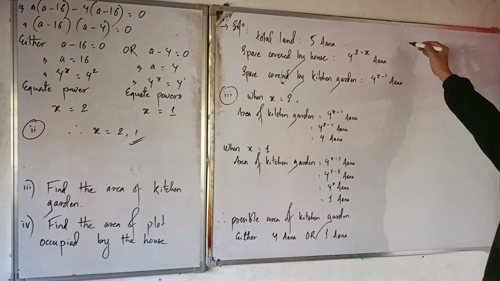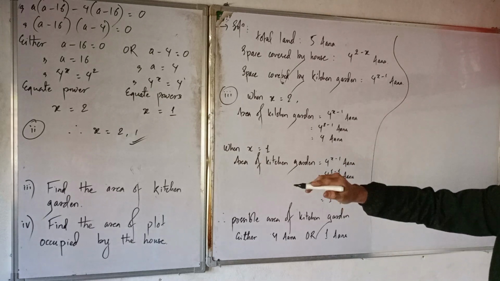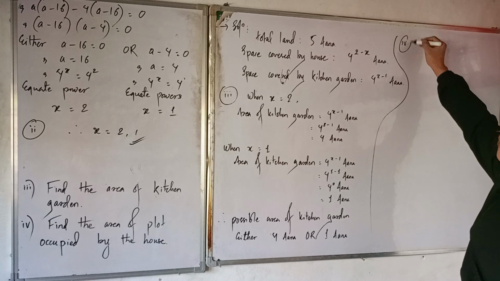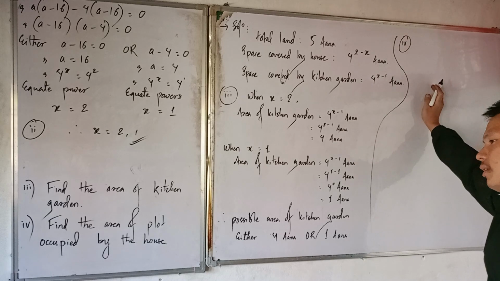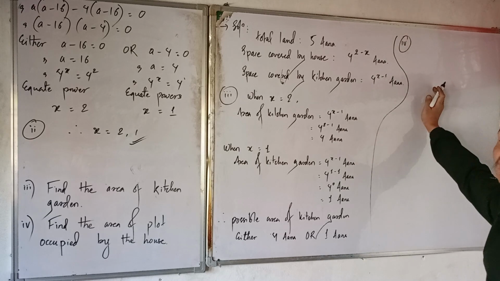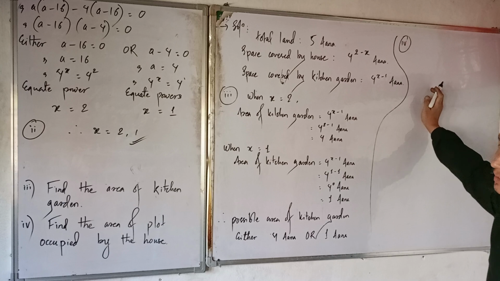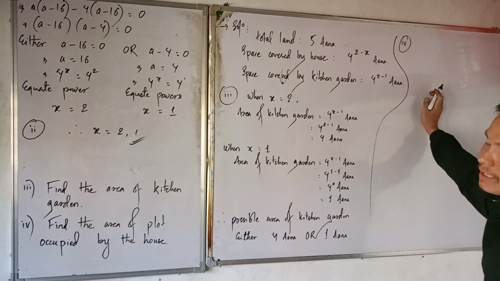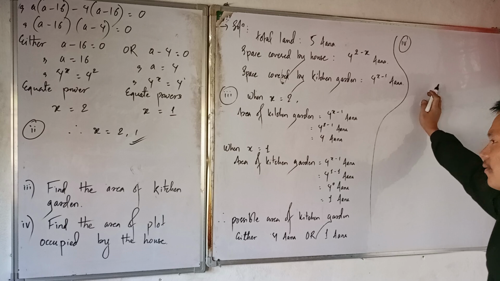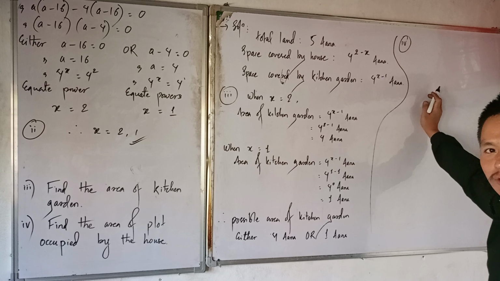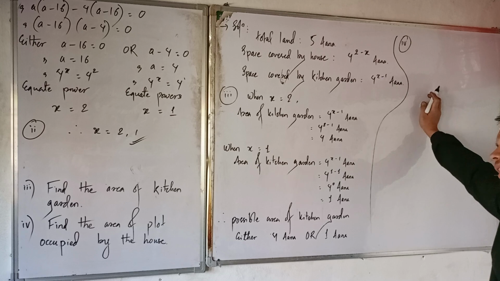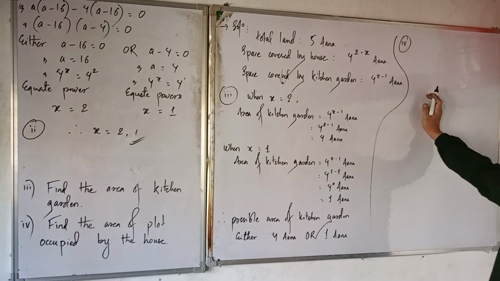Okay, for part (iv), find the area of the plot occupied by the house. For this house also you have to just substitute the value of x by 2 in the first case, and in the second case replace the value of x by 1. You will get the two values for the area of the plot occupied by the house.